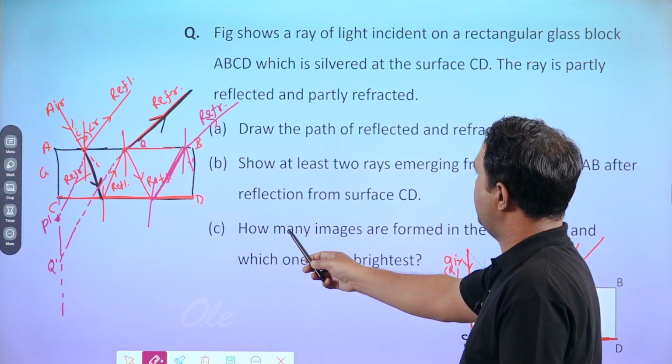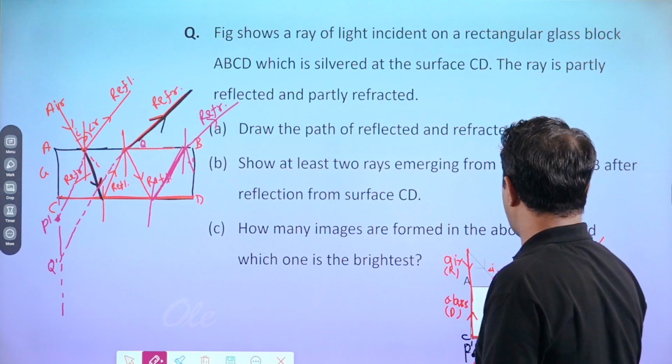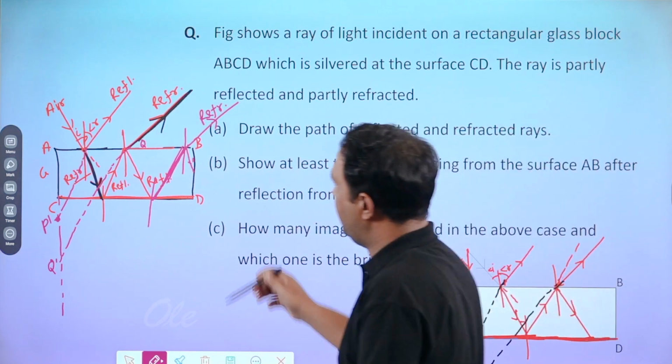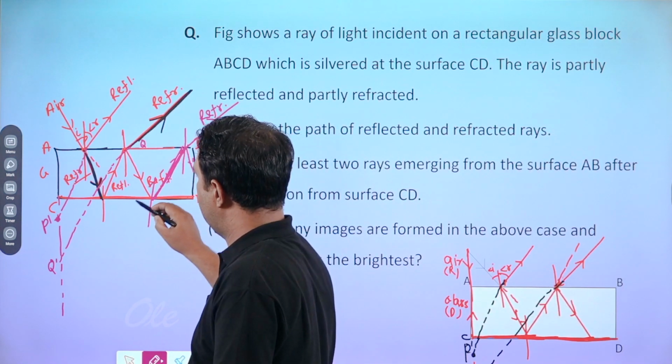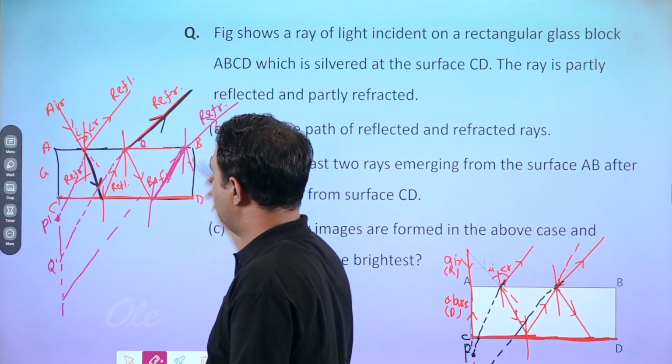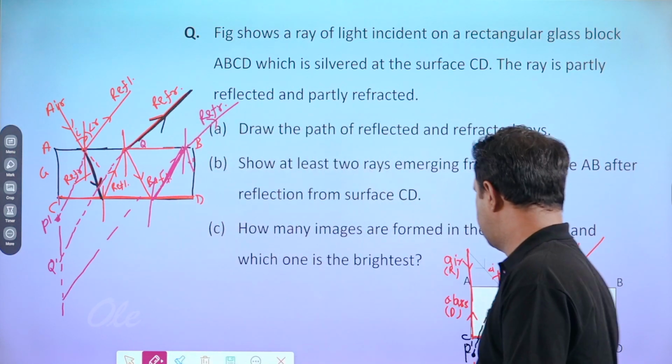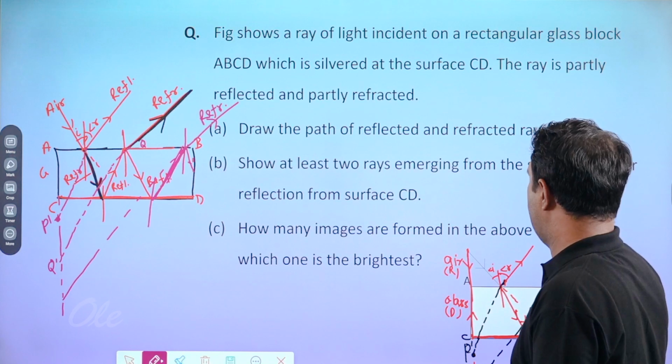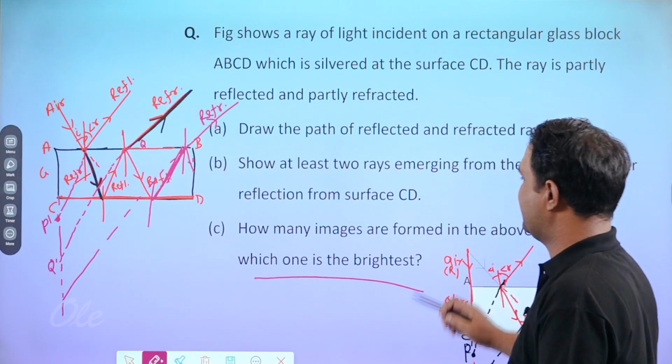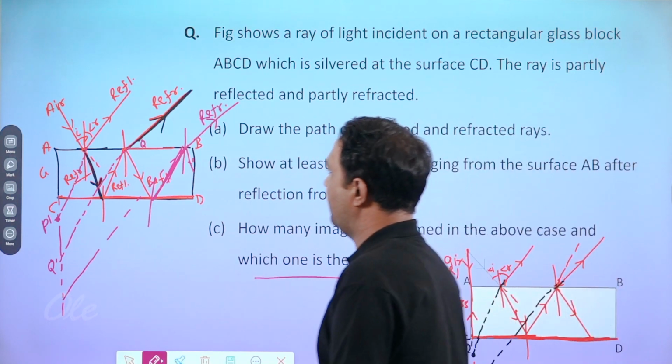Now what is the next question? How many images are formed in the above case? Multiple images will be formed here, right? Through this. The next question is, which one is the brightest? Try to understand which one will be brightest.